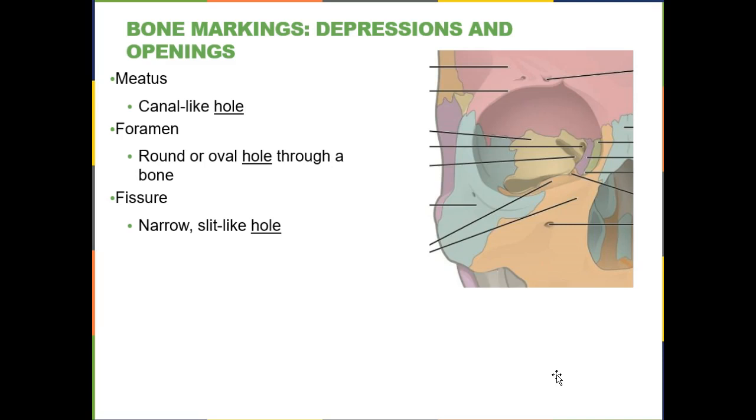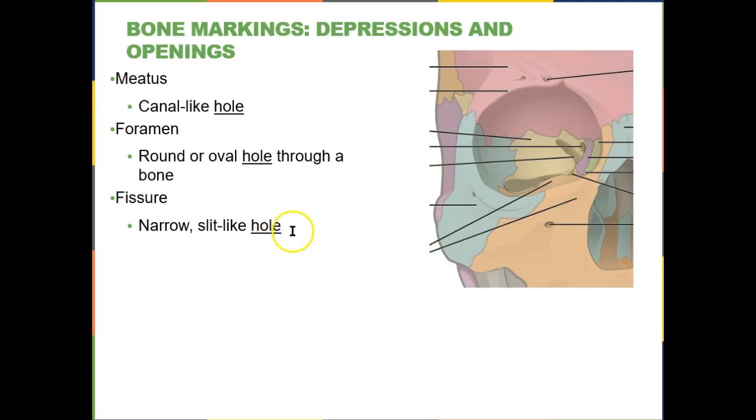Let's see. So a meatus is a hole in a very thick bone. So it looks like a tube or a hallway. So it's a long canal through a thick bone. A foramen is generally about the same diameter in terms of how big of an opening it is. It's a round opening through a bone, but in the case of a foramen, the bone is usually flatter, so it's more like a doorway as opposed to a hallway.